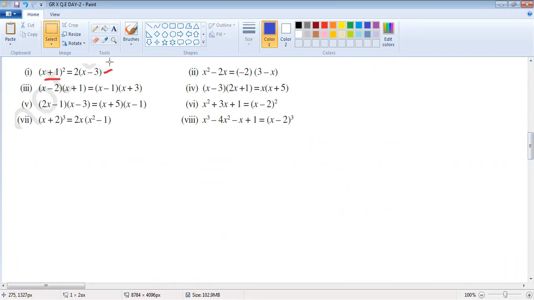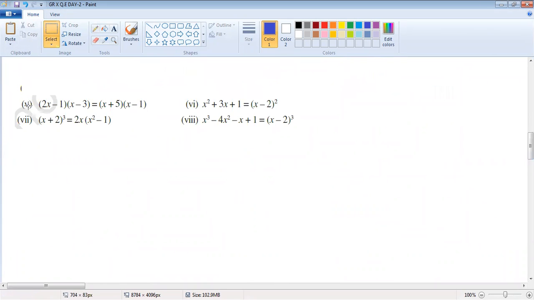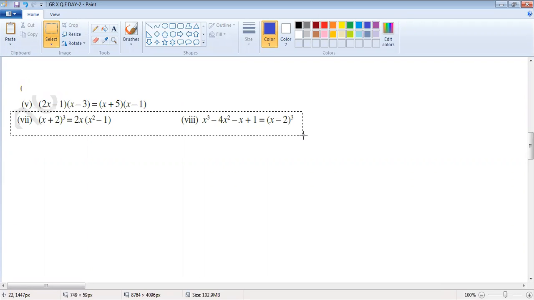See, the first one I'm skipping. These two I'm removing. The third and fourth also I'm not taking. Then the fifth and sixth are okay. 7 and 8 I'll give you. Probably the last questions are tough questions.